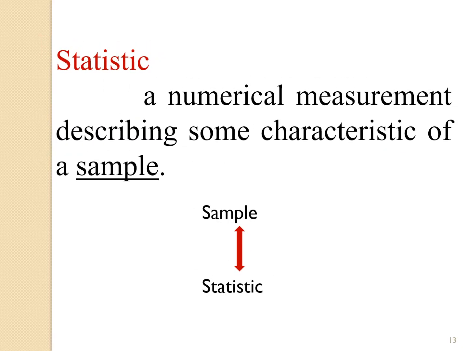And statistic. A statistic means a numerical measurement describing some characteristic of a sample. In the previous slide, we discussed that a parameter is a characteristic of the population. The population mean, population standard deviation, or population variance are called parameters. Similarly, the sample mean, sample standard deviation, sample variance, or sample range are called statistics. Okay.